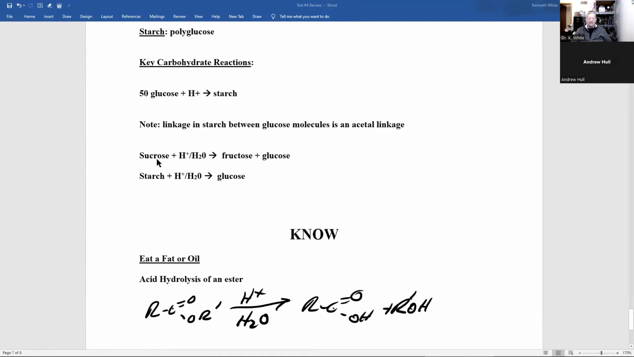So what that means is you take sucrose and water and acid, like in your stomach, and you'll get back, just like acid hydrolysis of an acetal or ketal, fructose and glucose. If you take starch and acid and water, just like in your stomach, you'll get glucose back, which is why glucose is the most abundant sugar in nature. We make it in our body by breaking down starch with the acid and water in your stomach. And it's the sugar in our blood.